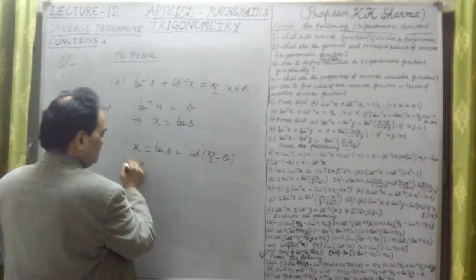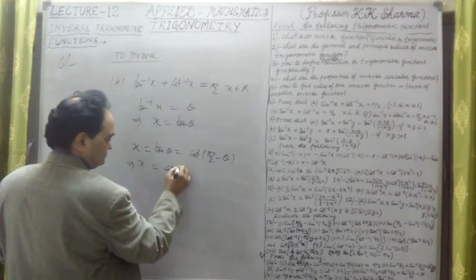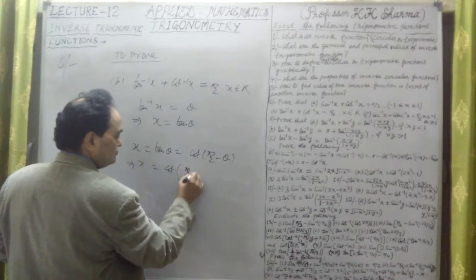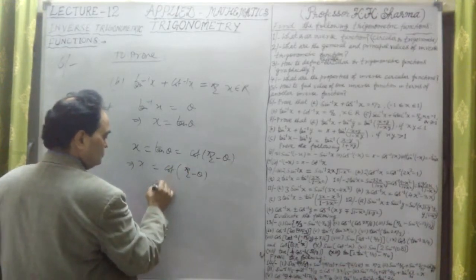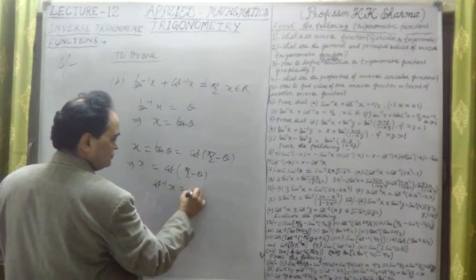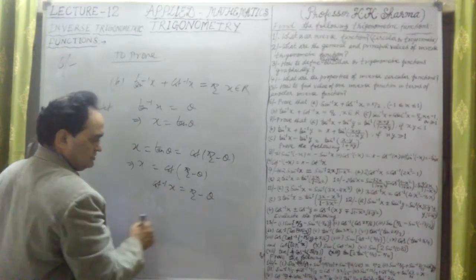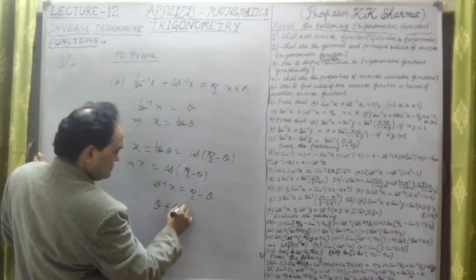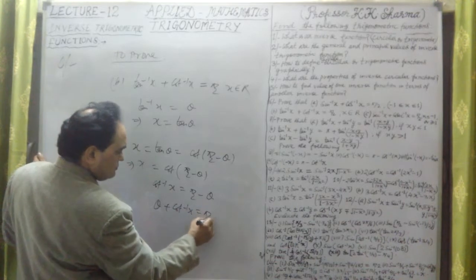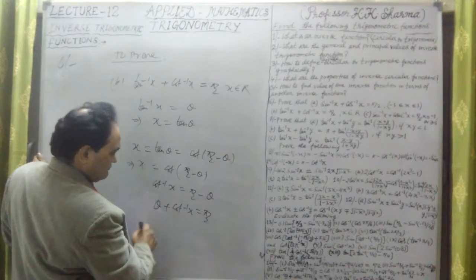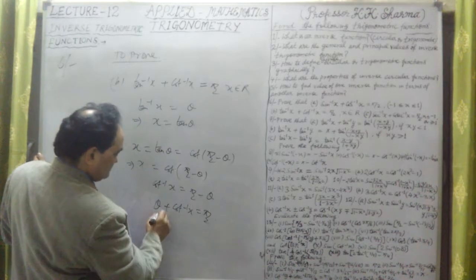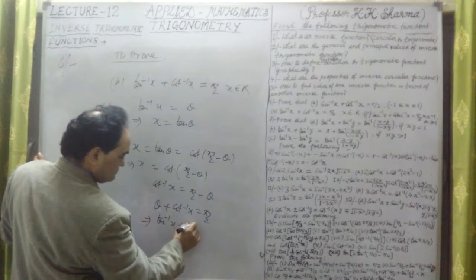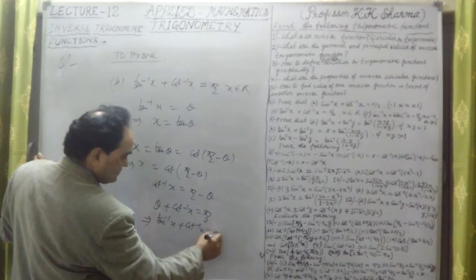Also we can write this implies that x equals cot of pi by 2 minus theta. That means cot inverse x equals pi by 2 minus theta. So this minus theta taken to this side, theta plus cot inverse x equals pi by 2. This we know. Theta is here tan inverse x. So therefore this implies that tan inverse x plus cot inverse x is equal to pi by 2.